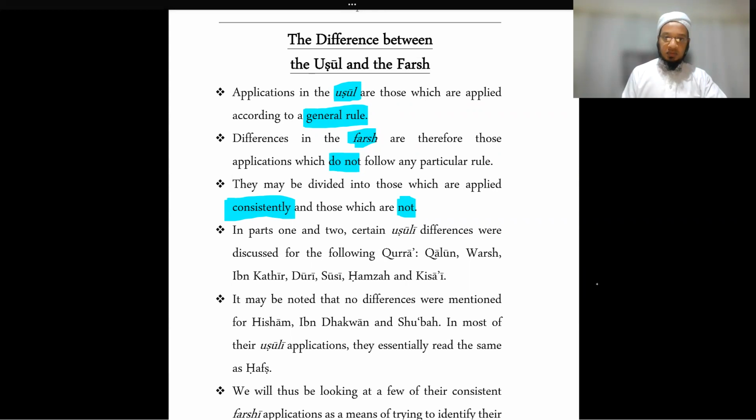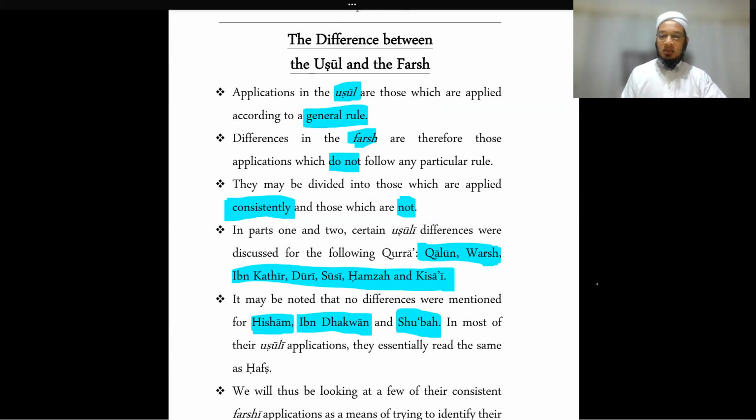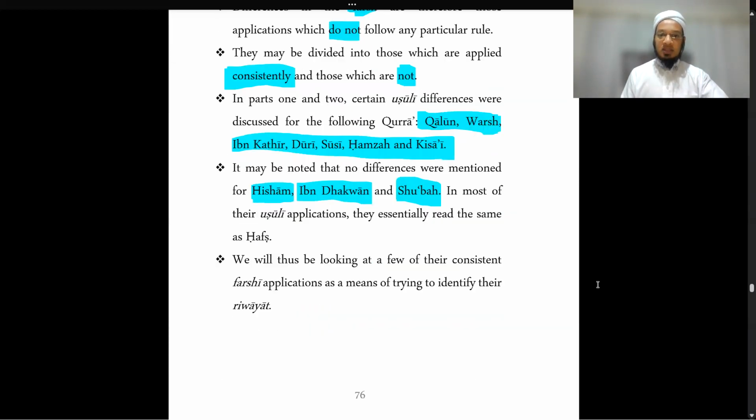So in parts 1 and 2, chapters 1 and 2, we looked at the usuli differences for Qalun, Warsh, Ibn Kathir, Duri, Susi, Hamza, and Kisai. So by now we know how to identify those Qurra and Ruwat based on the applications in the usul. But it might be noted that for Hisham, Ibn Dhakwan, and Shu'bah, we didn't discuss anything regarding them. So up until this point, we have no way of differentiating them from the riwayah of Hafs. So in the usul, they are mostly the same as Hafs.